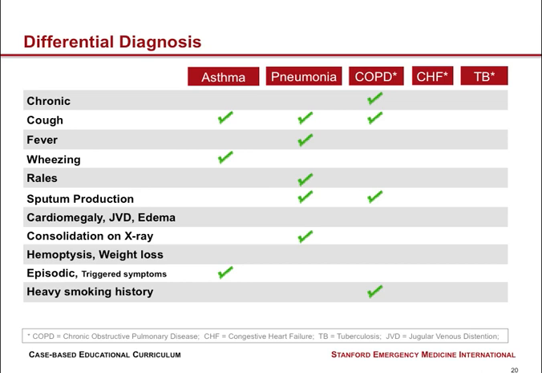COPD has some similarities as well, but this is a chronic disease and can be distinguished with heavy smoking history. CHF, also a chronic disease, can sometimes have wheezing, but the real distinguishing factors are cardiomegaly, jugular venous distension, and peripheral edema. And finally, tuberculosis, another chronic disease that can have fever, but the distinguishing symptoms here are hemoptysis, weight loss, and the chronic nature of the disease.